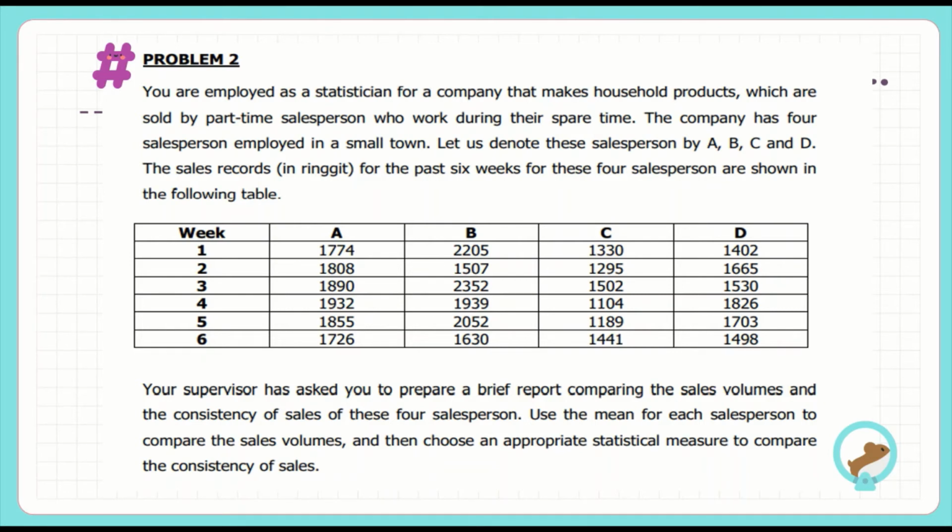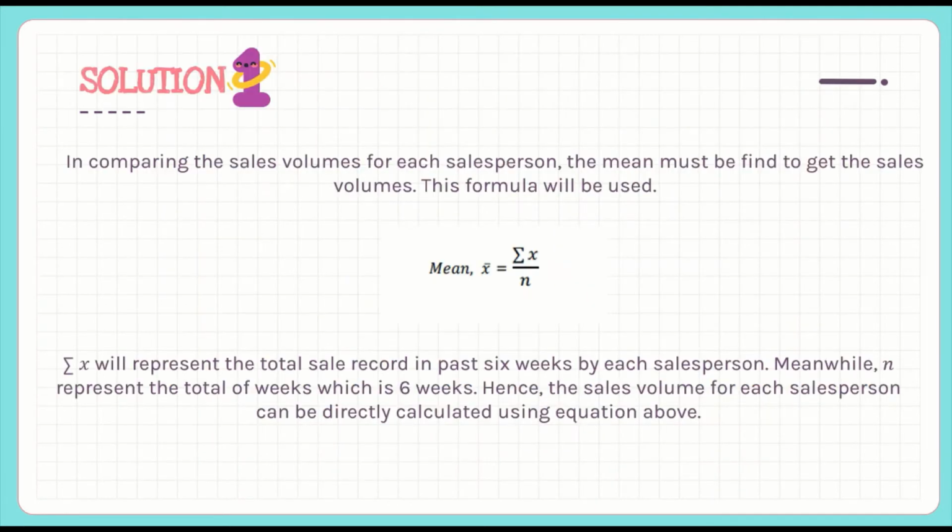Here, we choose the coefficient of variation to find the consistency of sales for each salesperson. Solution 1. In comparing the sales volume for each salesperson, the mean must be found. This formula will be used. Total X represents the total sales record in the past 6 weeks by each salesperson. Meanwhile, N represents the total number of weeks, which is 6 weeks. Hence, the sales volume for each salesperson can be directly calculated using the equation above.